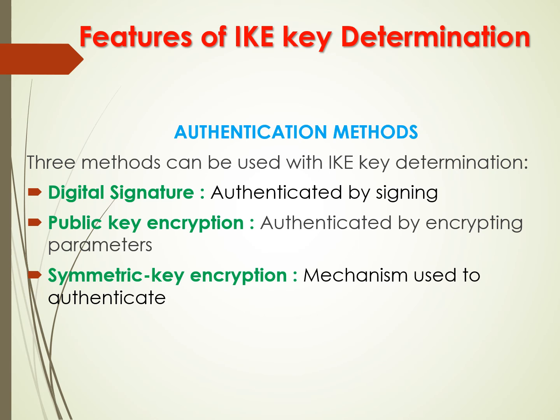The third authentication method is symmetric key encryption. It's a mechanism used to authenticate. A key derived by some out of band mechanism can be used to authenticate the exchange by symmetric encryption of exchange parameters. So these are the three different methods that can be used for authentication in internet key exchange.